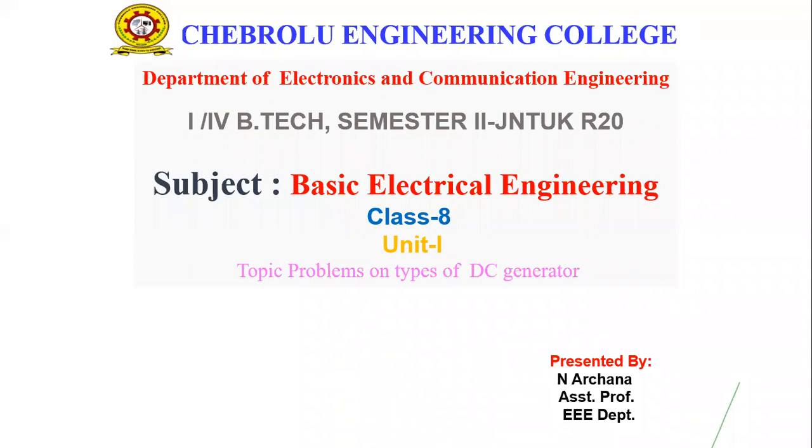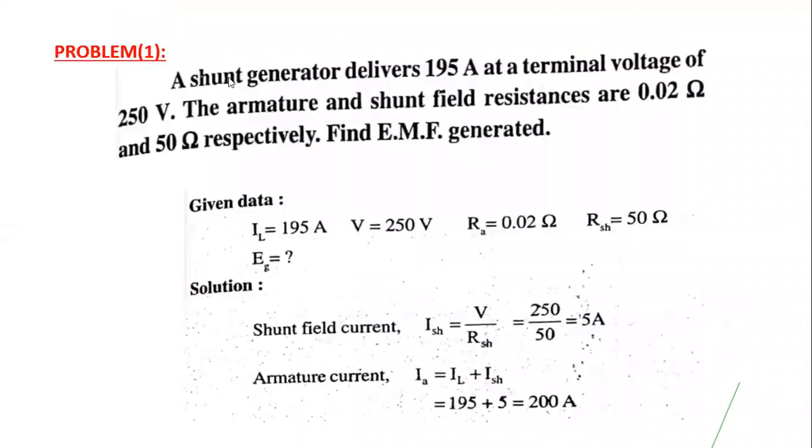For each and every classification of types of DC generator, we have current and voltage equations. By using those equations, we solve the problems for the types of DC generator. First, coming to problem one.